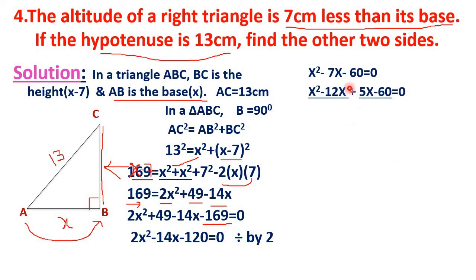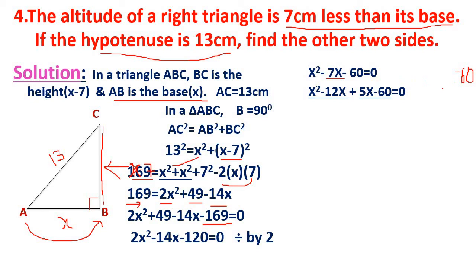So how to solve this equation? Here we have to get minus 60, so we have to find the factors of minus 60. What are the factors of minus 60, so that we get minus 7 as the middle term?